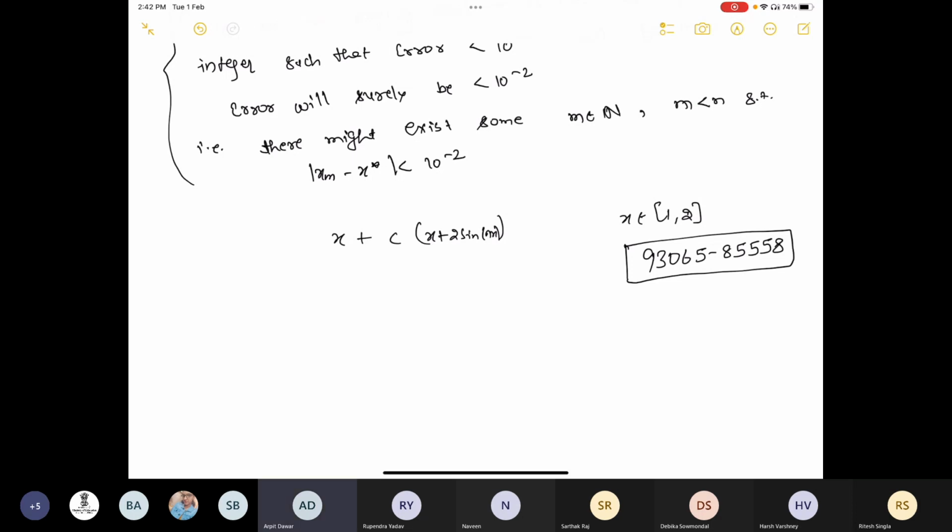You can take Newton's method, that will always converge: xn minus f(xn) divided by f dash xn. Yes, Newton's method you're talking about. If we take g(x) equal to that function, then that will always converge. We have proved that Newton's method is a particular case of the fixed point iteration method.